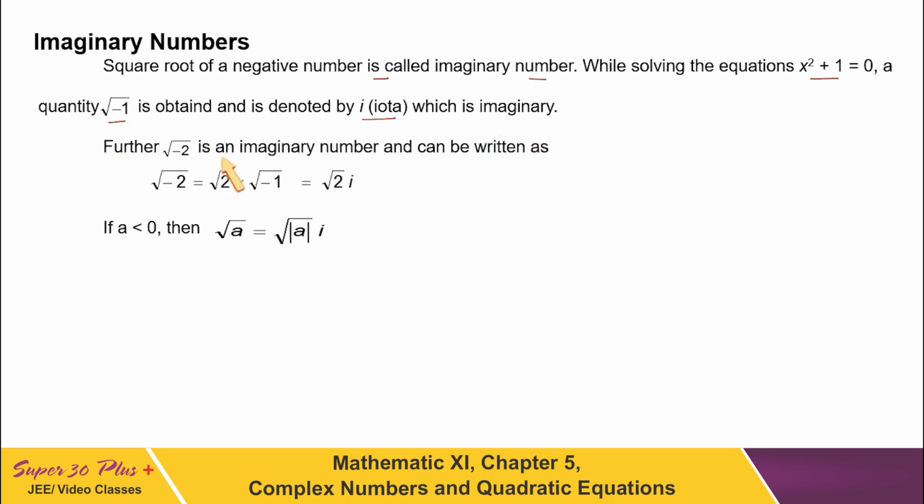Further, square root of minus 2 is an imaginary number and can be written as root 2 into square root of minus 1. The value of this is iota, and you can write square root of minus 2 is equal to root 2 iota. So students, if a is less than 0, then square root of a can be written as square root of mod a times iota. Means if it is root of minus 6, then you can write it is root 6 iota and so on.